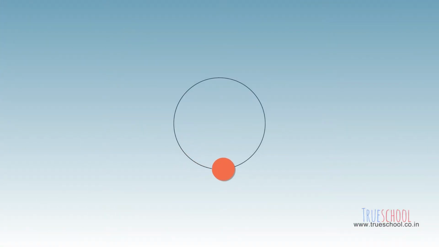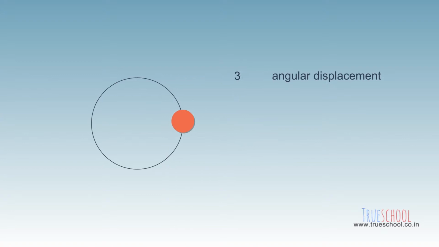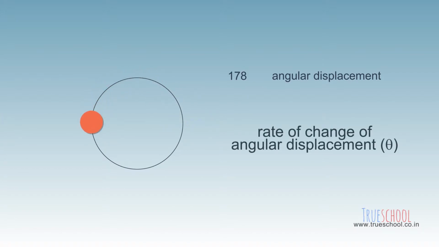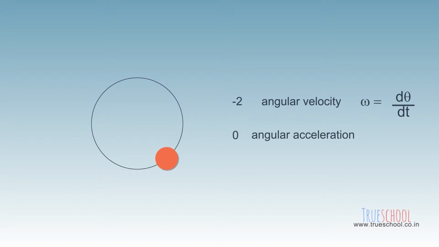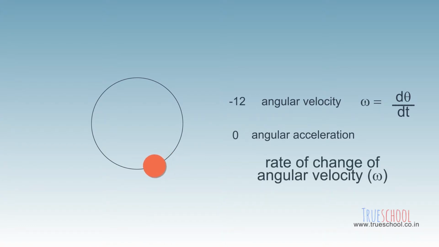For a body moving continuously in a circle, its angular position changes with time. The rate of change of angular position is called angular velocity. We obtain angular velocity by differentiating angular position with time or by finding the slope of the angular position versus time graph at any point. Finally, we have angular acceleration. It denotes the rate of change of angular velocity. We can obtain it by differentiating angular velocity with time.